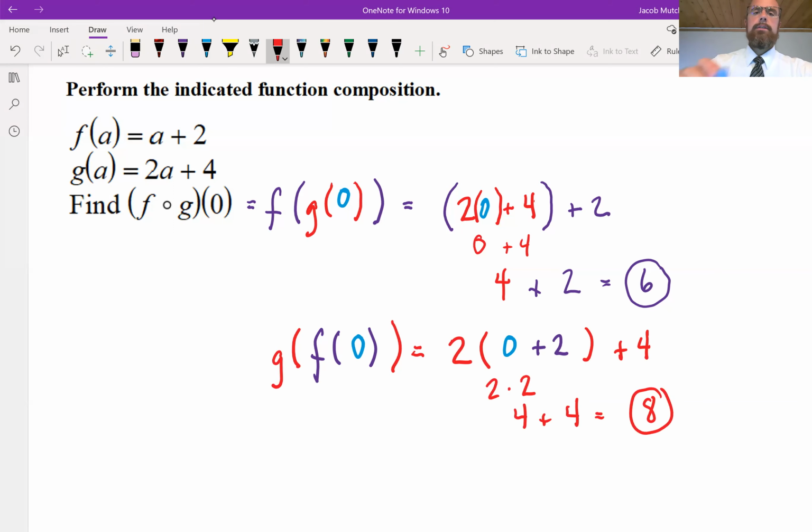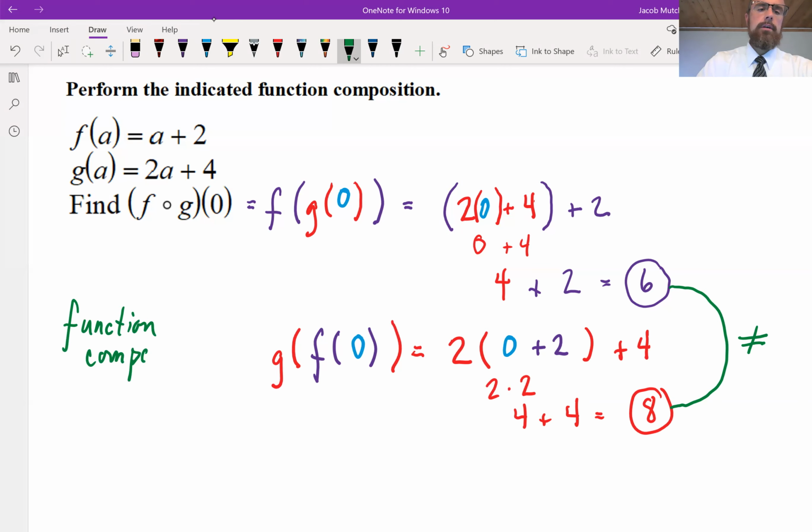And when I check to see whether or not these are the same outputs, I see that, lo and behold, they are not. They are not equal, which supports what we saw with just plain function composition with variables, that the composition is not commutative. We'll make that claim here over on the left. Function composition is not commutative.